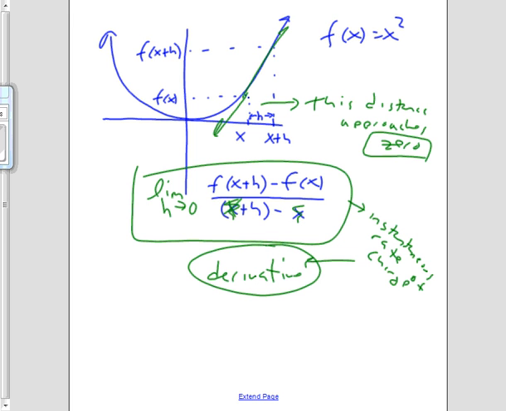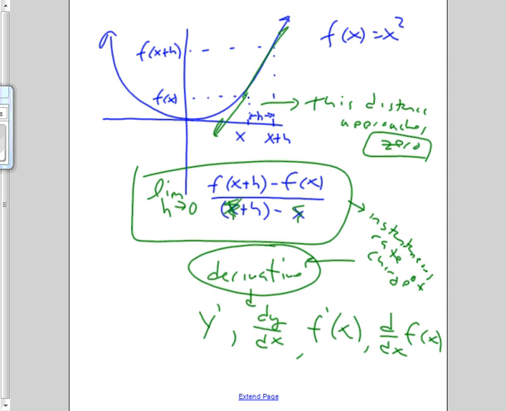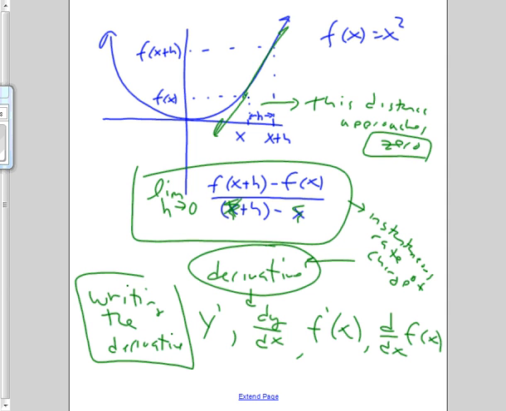And just as a reminder, the derivative we write as y prime, as dy dx, as f prime of x, as d dx of f of x. So these are all different ways of writing the derivative. Okay, so this is all just kind of preamble to actually do the work.